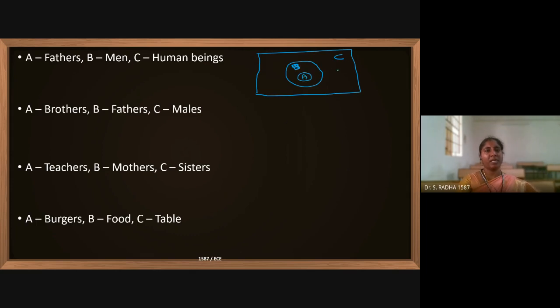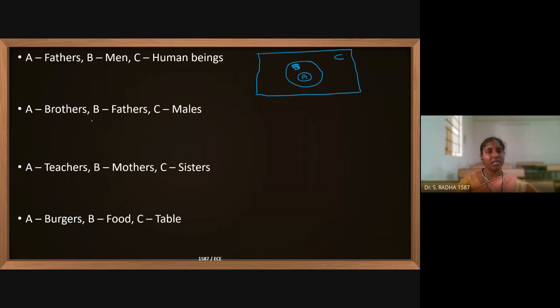C means human beings. All fathers and men are human beings, and fathers are a subset of men. All the men are not fathers. There are school children, there are teenagers, boys, like that. So we have to put men as the outer one, and fathers will be a subset of this. A few men or many of the men are fathers.